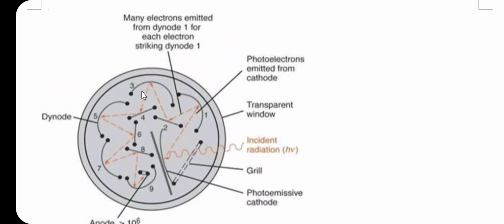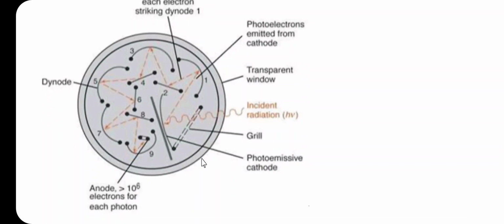The photomultiplier tube consists of the photoemissive cathode and the anode, and many additional electrodes that are called diodes. This is the first diode, this is the second, third, fourth, fifth, sixth, seventh, eighth and ninth diode. Diode here means the intermediate electrodes.